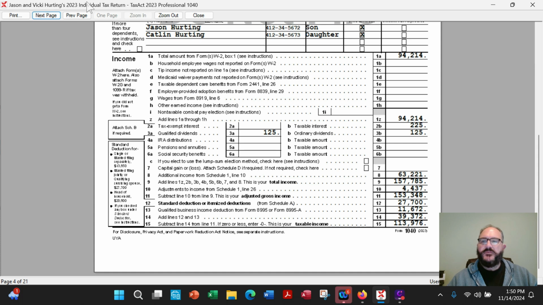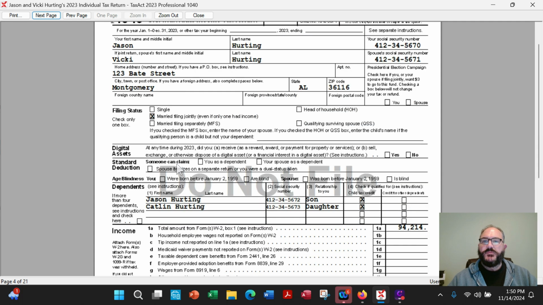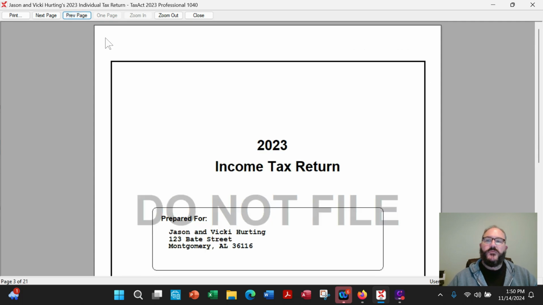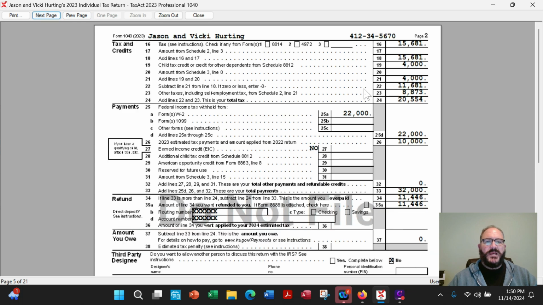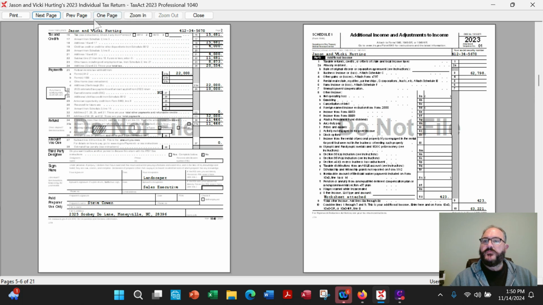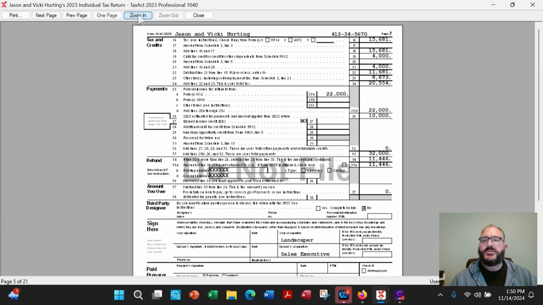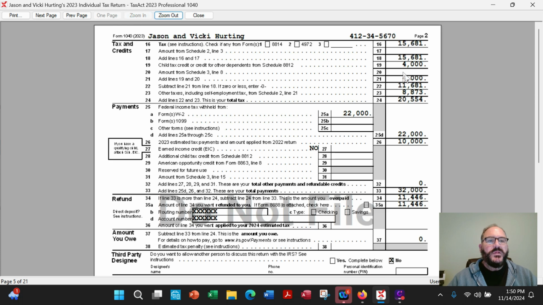We're just going to go back to the 1040. So there's the standard deduction and the qualified business income from the 8995. You add those two together, get 39,000 and change. There's their taxable income. Now we flip over to the back sheet. Zoom in again. There's the amount of tax that's due on that, right there.